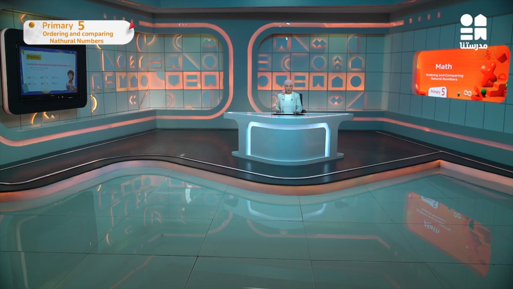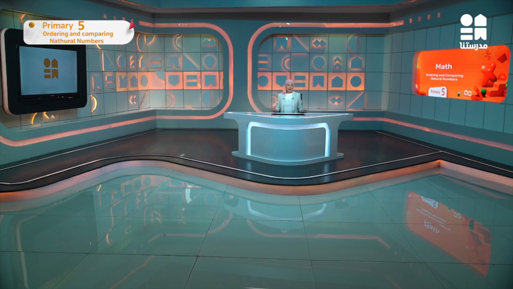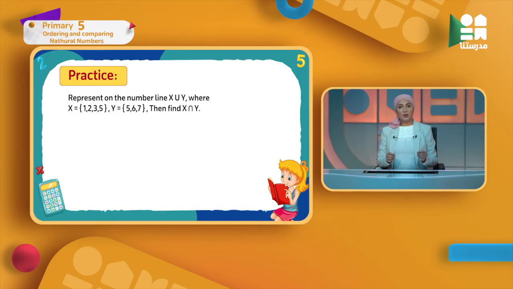So now another question. Represent on the number line X union Y. I have the two sets X and Y. The set X with the elements 1, 2, 3, and 5, and the set Y with the elements 5, 6, and 7. I have both of them. I want to represent X union Y on my number line, and then I find X intersects Y.